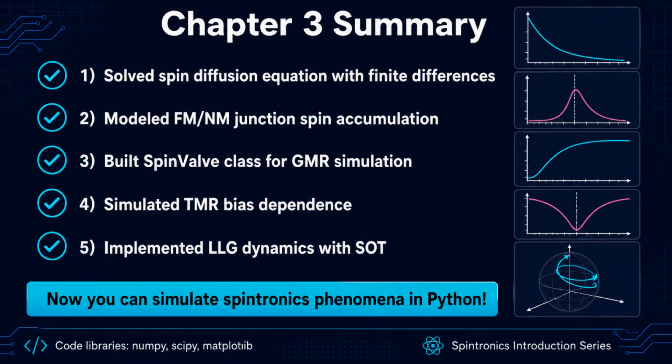Let's review what we built. We solved the spin diffusion equation with finite differences and validated against analytical solutions. We modeled ferromagnet to non-magnet junction spin accumulation with asymmetric decay profiles. We created a spin valve class for complete GMR simulation. We simulated TMR bias voltage dependence. And we implemented simplified LLG dynamics with SOT-driven magnetization reorientation. You now have Python tools to explore spintronics physics.